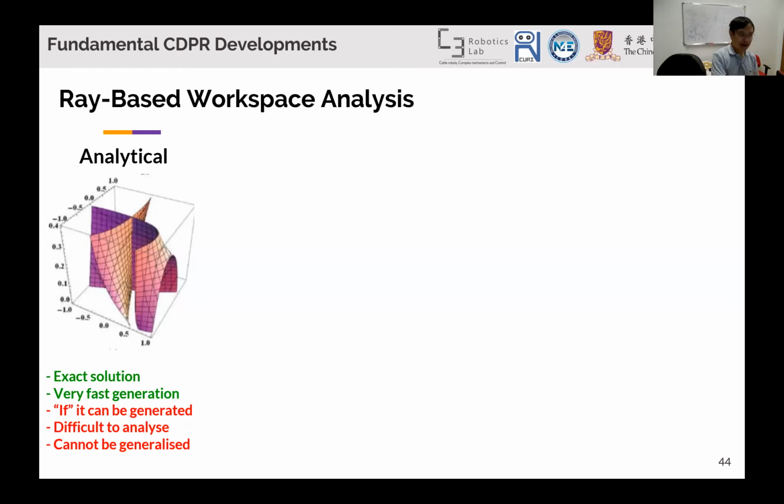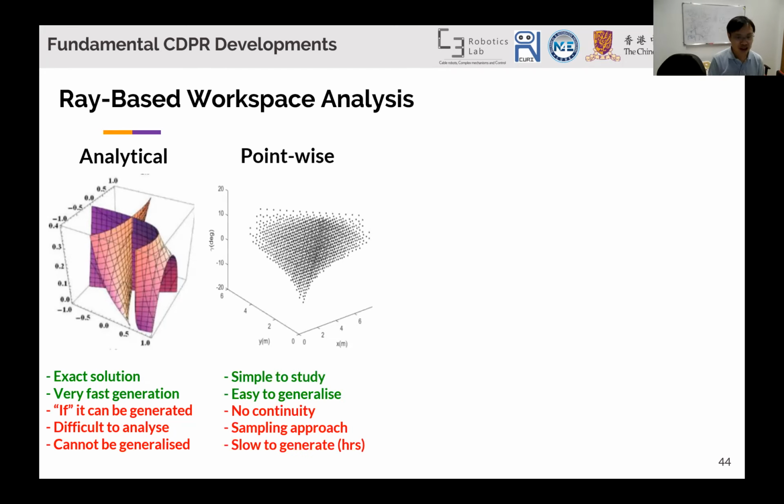I calculate the workspace boundary. How does that help me to calculate other properties? Can I use it? Is it as helpful? Also, it's hard to generalize it. As I said, I want to deal with all types of cable robots, so I want something more generic. So the natural, more generic approach is pointwise.